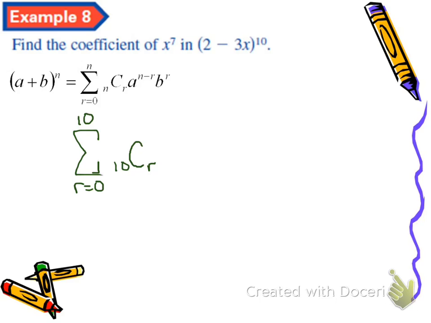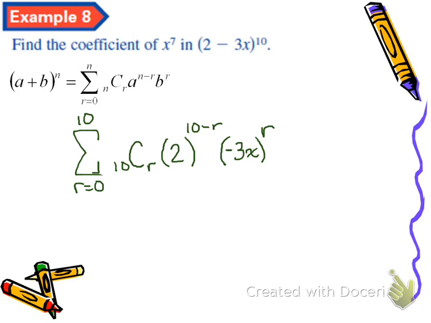0 for the first term, then 1, then 2, then 3, so we just have to leave that as an r. Then we take our first term, a, which is a 2 here. A has to be raised to the power of n minus r. Well, n is a 10, but r continues to change for every term. And then we take our b term. B is the negative 3x, and we are going to raise that to the power of r. We just leave it as an r because r changes for every term: 0, then 1, then 2, 3.